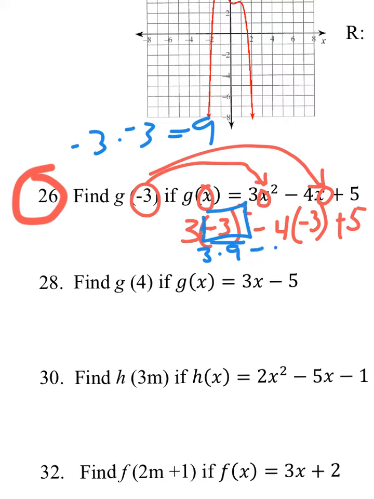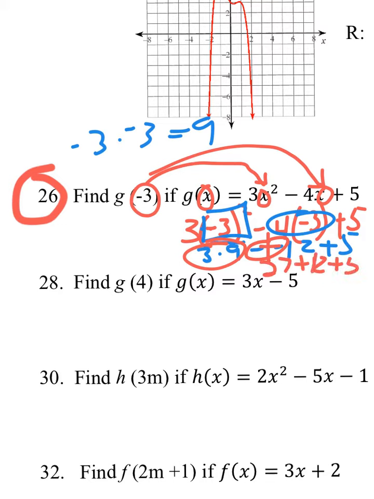And then minus a negative 12 if I do 4 times negative 3, and then plus 5. Now if you remember, this turns into a plus. So I really have, and I'm going to do this multiplication, so I really have 27 plus 12 and plus 5. And now I can go, once it's adds and subtracts, I just go left to right, so 27 plus 12 is 39. 39 plus 5 is 44. So g of negative 3 is 44.